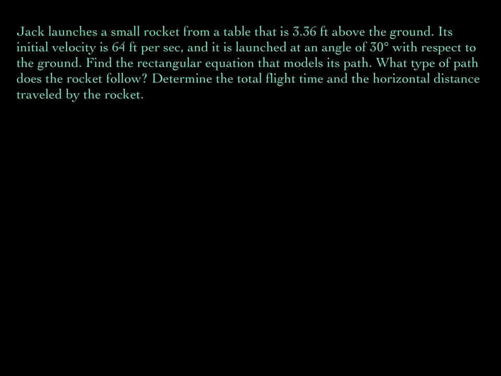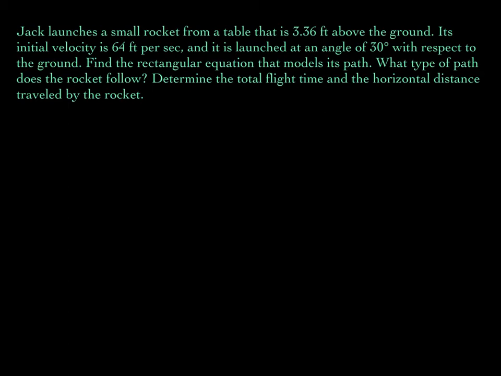Jack launches a small rocket from a table that is 3.36 feet above the ground. Its initial velocity is 64 feet per second, and it is launched at an angle of 30 degrees with respect to the ground. There's a lot of information we need to find. First, find the rectangular equation that models its path. What type of path does the rocket follow? And then determine the total flight time and the horizontal distance traveled by the rocket.